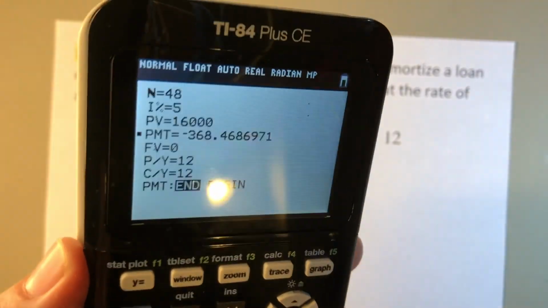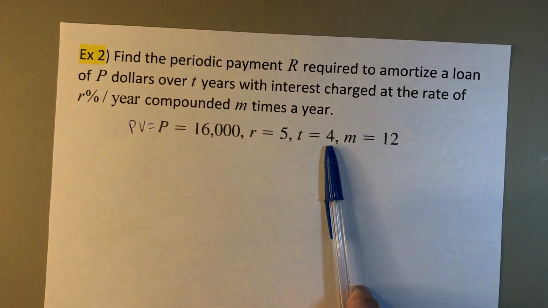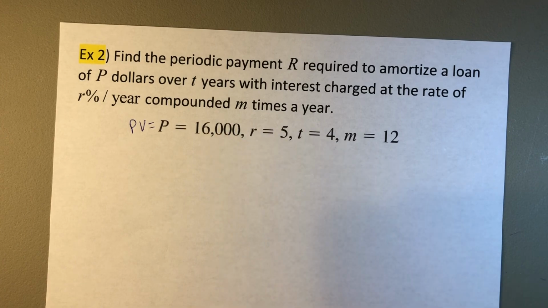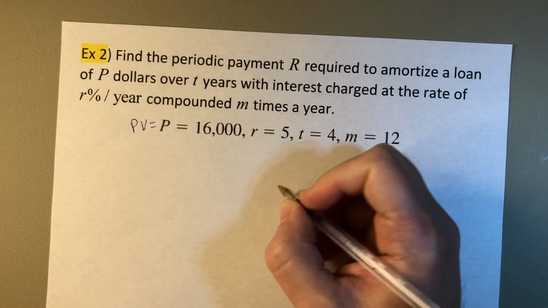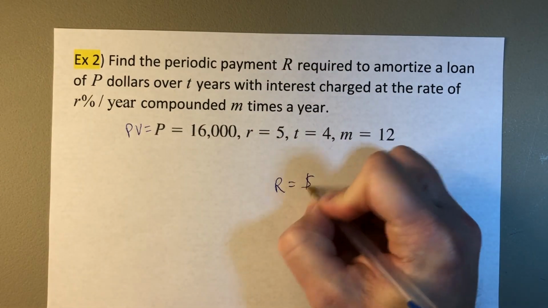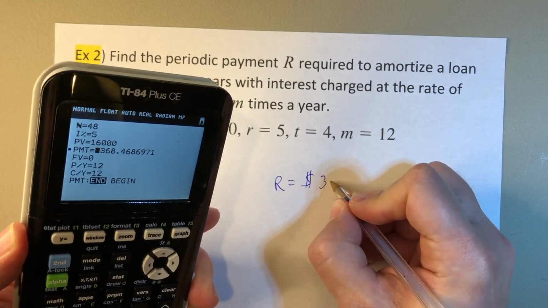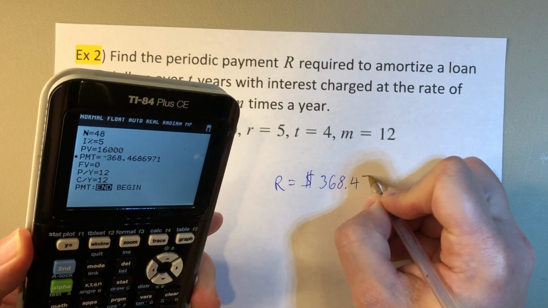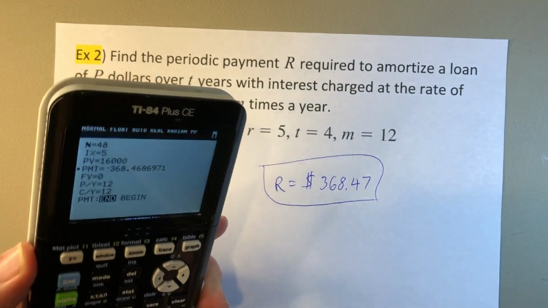So this would be your monthly payment over a period of 4 years in order to amortize or pay off this loan amount of $16,000. All right, so your periodic payment R would be equal to what we just came up with there: $368.47.